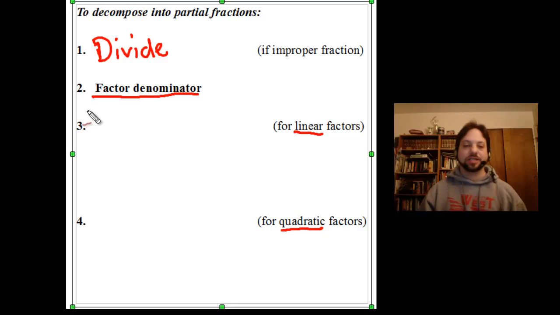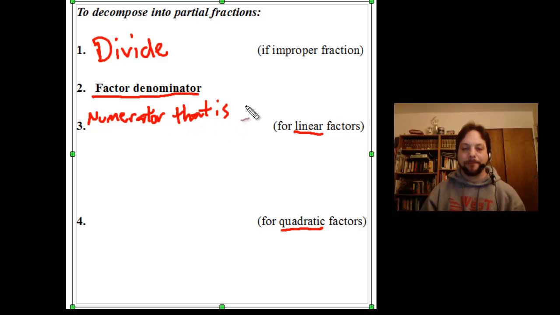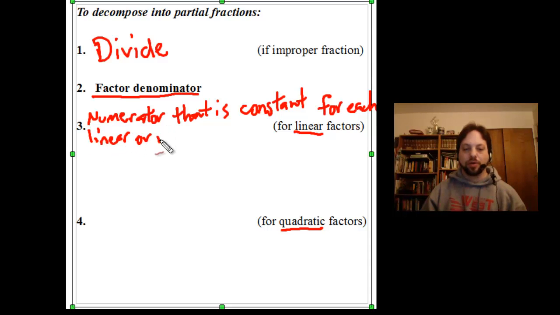So how do we deal with these? How are we going to split this fraction where the denominator is all these factors into a bunch of smaller fractions? Well, for each linear factor or repeated linear factor, we're going to assign a constant as the numerator. So we're going to create a numerator that is constant, and that will be for each linear factor or repeated linear factor. And I'll show you what I'm talking about with that.